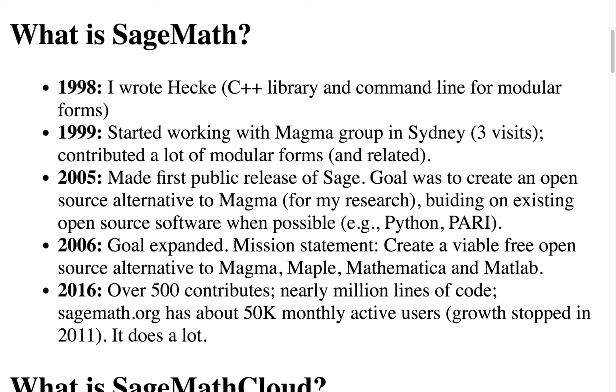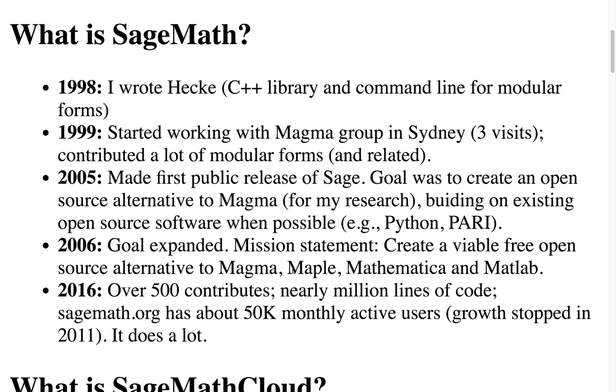We came up with a new mission statement in 2006, which is much better at attracting a wider range of people. So the mission statement is to create a viable, free, open source alternative to Magma, Maple, Mathematica, and MATLAB. And that tells you something about the scope. If somebody says Mathematica can evaluate blah easily, then Sage should have that functionality. If somebody wants you to add something that has nothing to do with any of those programs, you might question it, possibly, depending on, at least it sort of sets the range.